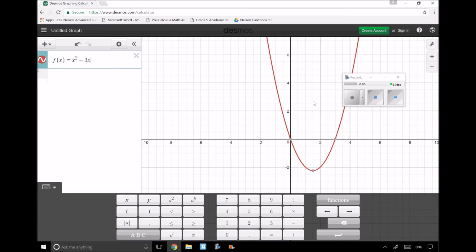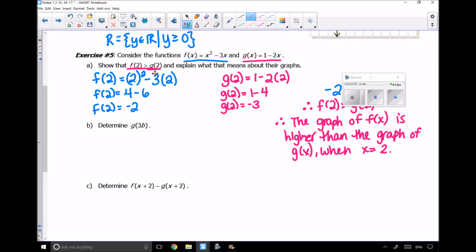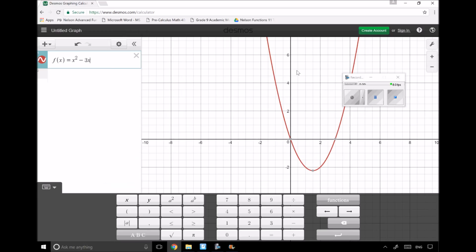So f of x equals x squared minus 3x. I can take a look at what my graph looks like right here. Okay, and then I'm going to look at what g of x is. G of x is 1 minus 2x, so I'm going to write in here g of x equals 1 minus 2x. And when I look at my two graphs and I go to my input of 2, I can see that my f of x graph is higher than my g of x graph at that specific input value.